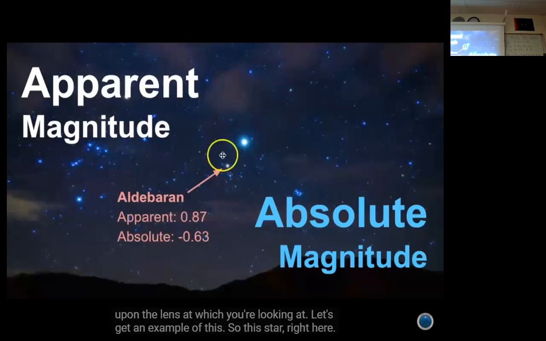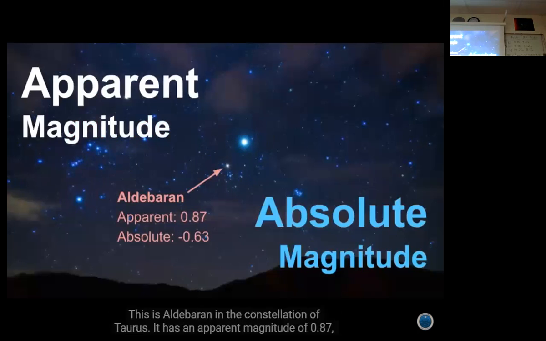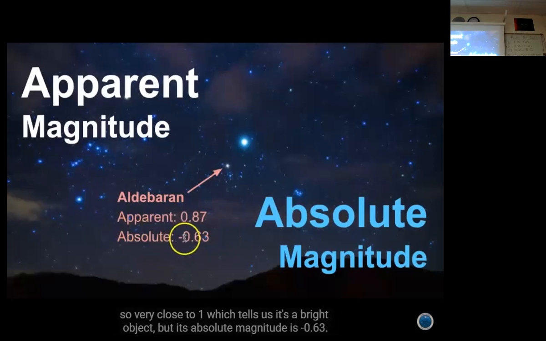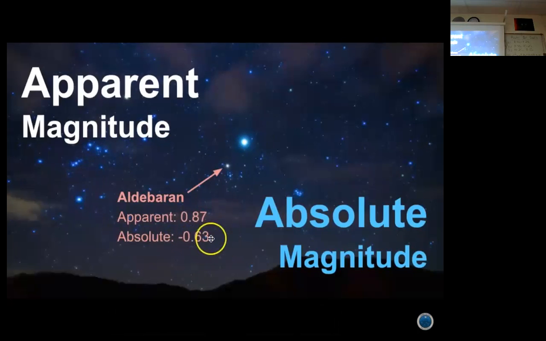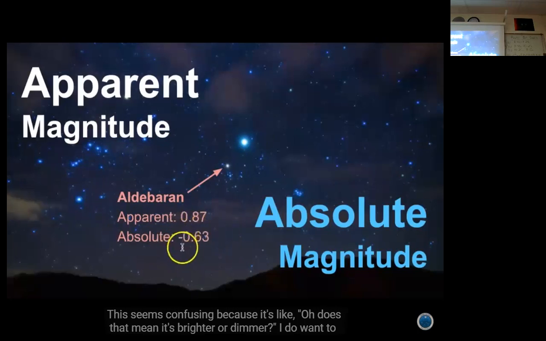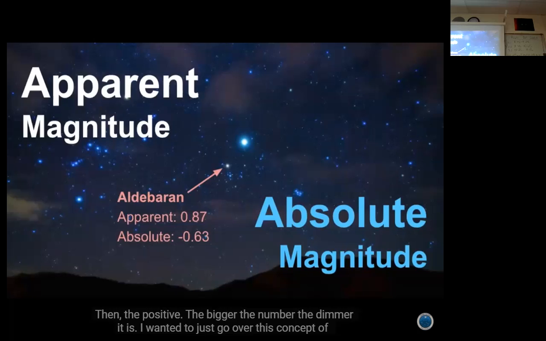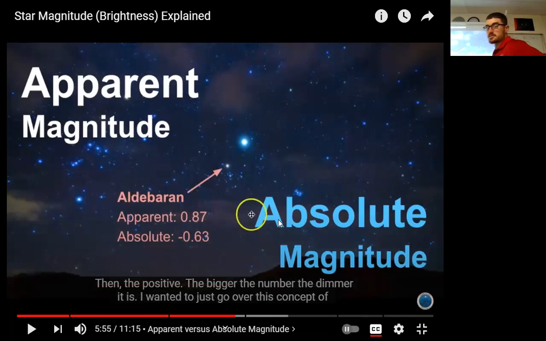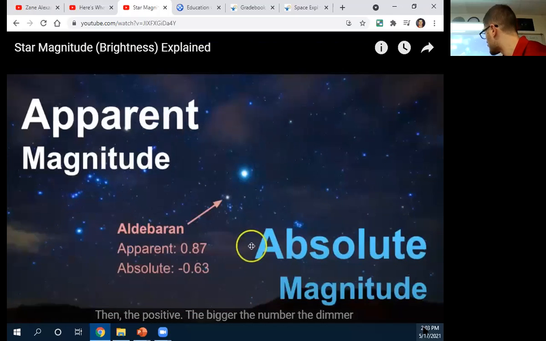This star right here is Aldebaran in the constellation of Taurus. It has an apparent magnitude of 0.87, so very close to 1, which tells us it's a bright object, but its absolute magnitude is negative 0.63. This seems confusing because it's like, does that mean it's brighter or dimmer? Negative numbers are usually brighter, and with positive numbers, the bigger the number, the dimmer it is. We don't need to know all those details of those numbers, but I do want you to know the difference between these two.